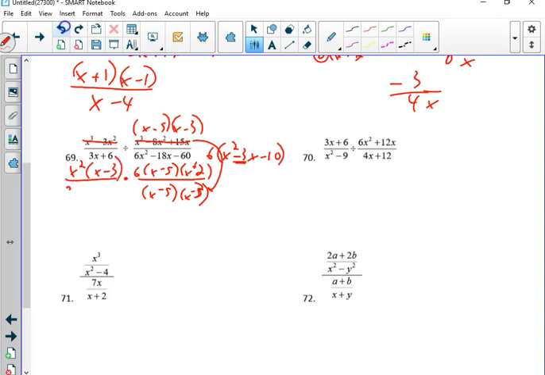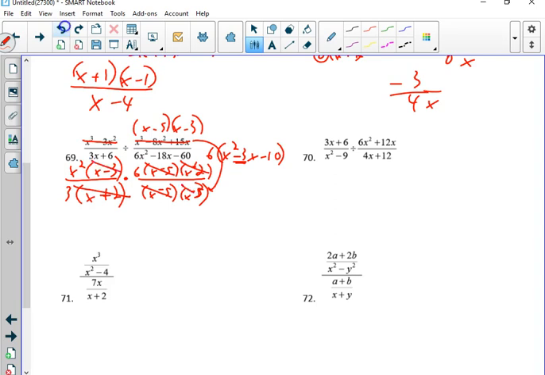And then on the bottom, I can pull out a 3 and get x plus 2. Remember, in a practice like this or a test like this, you're going to want stuff to factor, at least one thing, and cancel, I mean. So this x plus 2 will cancel with that x plus 2. The x minus 5s will cancel with each other.